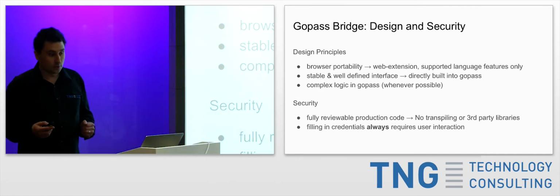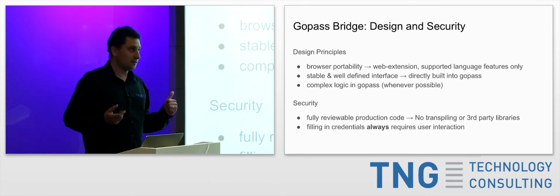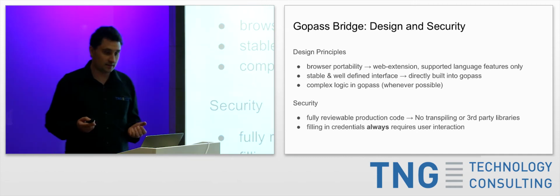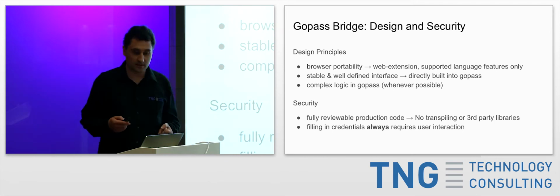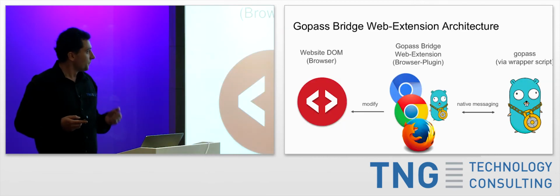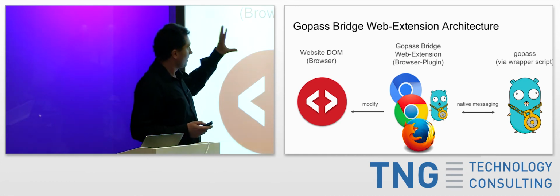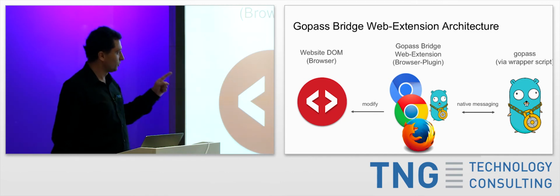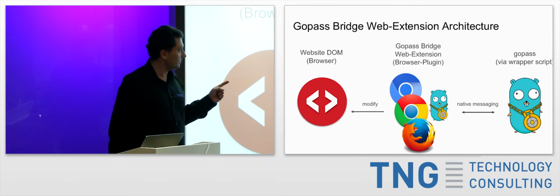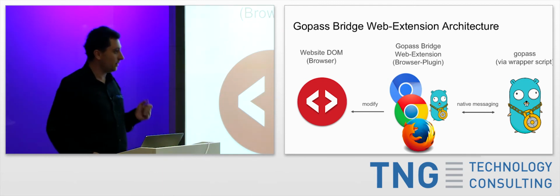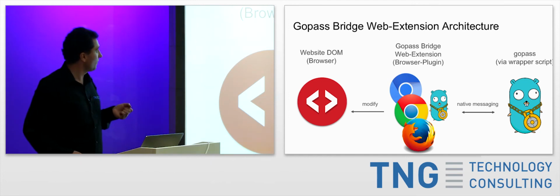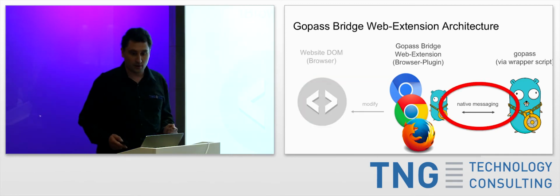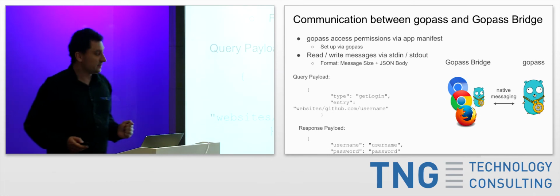And filling in credentials should always require at least one user interaction. Some browsers don't do that, and in the past, this leaked information, for example, like email addresses. So the main part is the browser plugin shown here in the middle, and it needs two directions to communicate. On the right side is the actual gopass binary that provides all the functionality that gopass provides, and to insert the credentials, it needs to modify the website DOM. So let's first look at that part here.